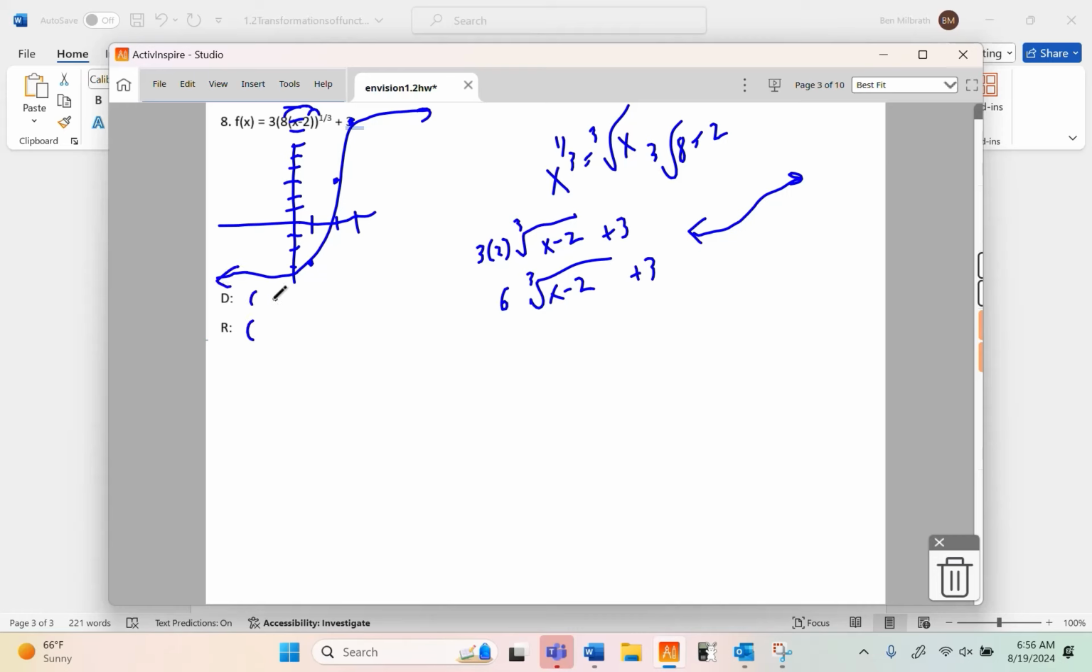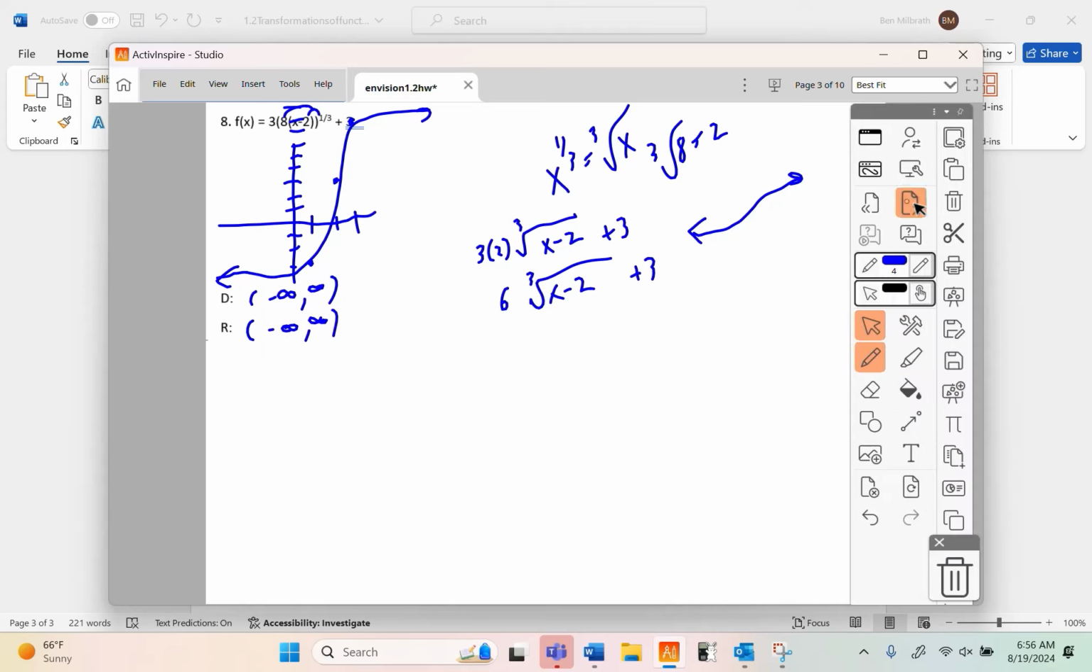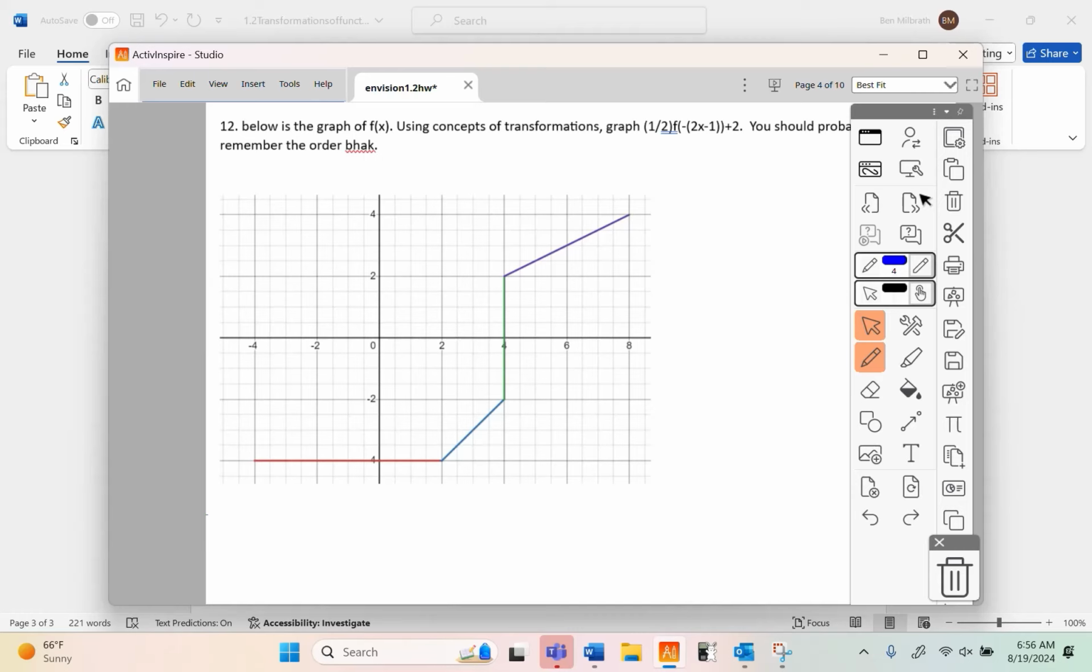Domain of the kid and range of the kid are both the same, negative infinity to infinity. Moving forward with my life. This is probably the hardest one on here. Below is the graph of f.